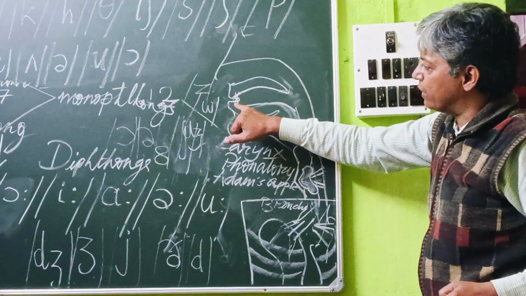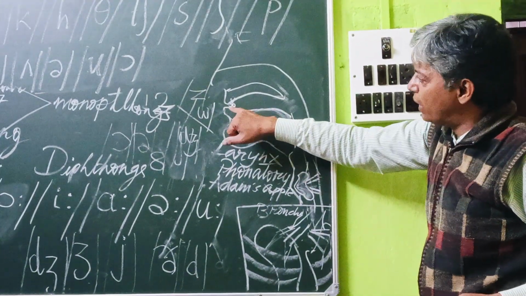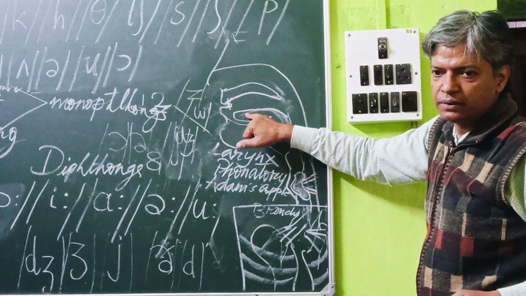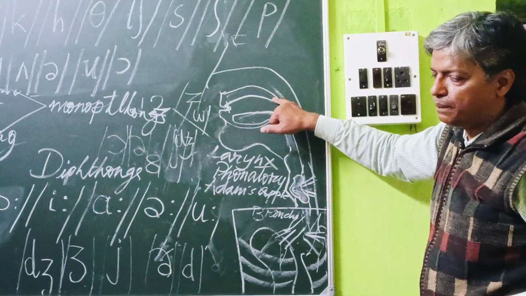These are also articulators, but not active. Okay, these are two articulators. The lower lip is an active articulator. It can move up and down. So the lower lip and tongue are active articulators. The upper teeth and the entire roof of the mouth are passive articulators.